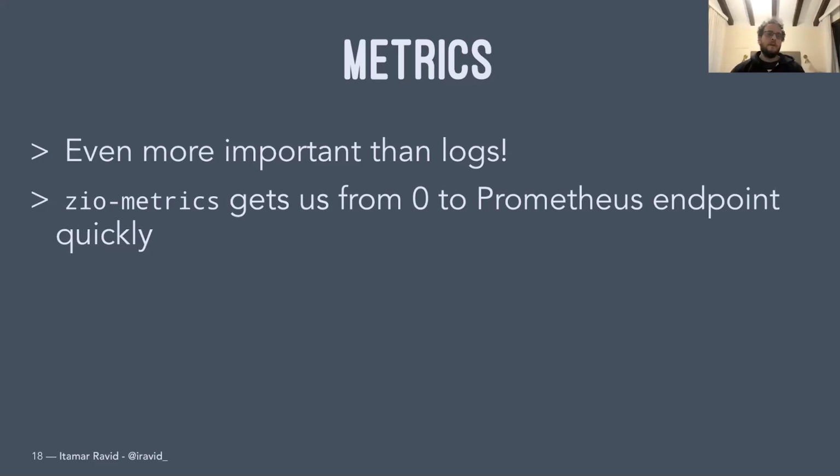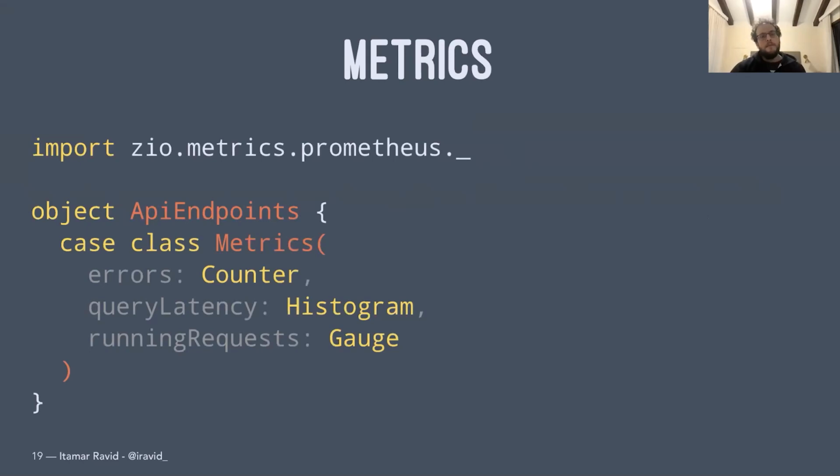And ZIO metrics, another library in the ZIO organization, gets us from 0 to exposed Prometheus endpoints with metrics quite quickly, and with a pretty decent API. So let's see. The first part for implementing metrics using ZIO metrics, the way I do it, is that since every component and module in your application is going to have some set of metrics, it's a pretty nice pattern to just create a metrics case class that contains the metric data types from ZIO metrics inside your application module.